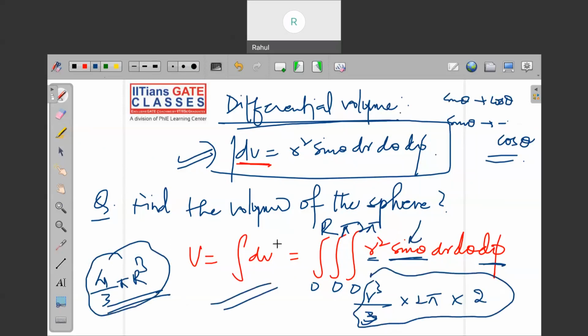As I told you, consider the differential volume and find the total volume. This is what the applications are. The integral limit is decided by the parameters which you have already studied.